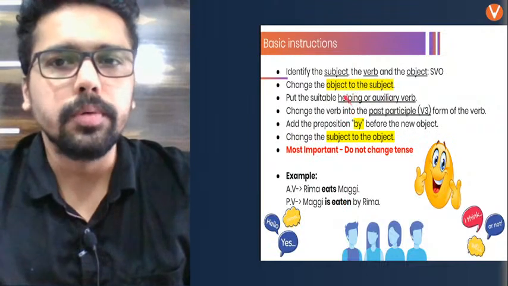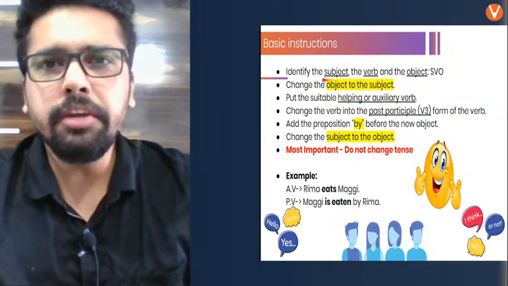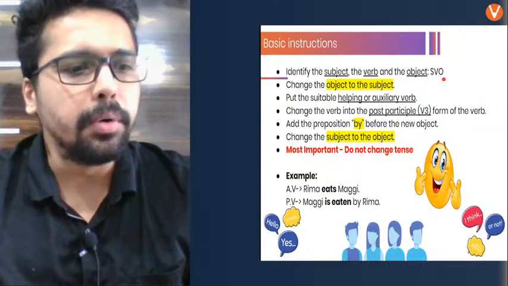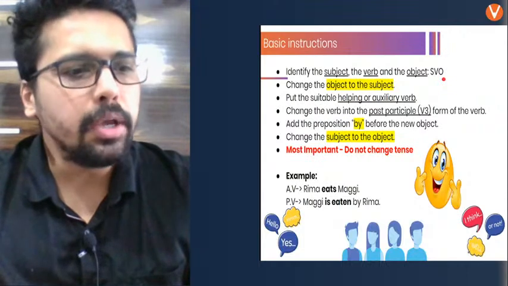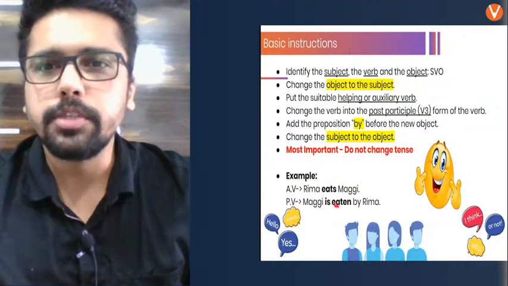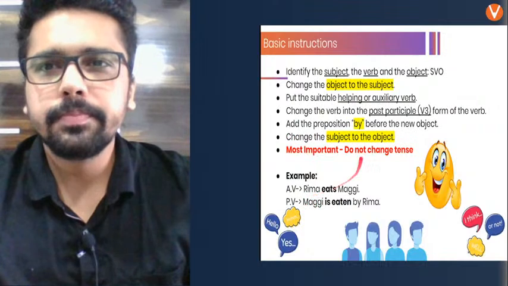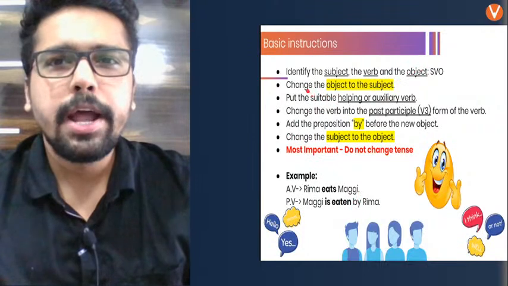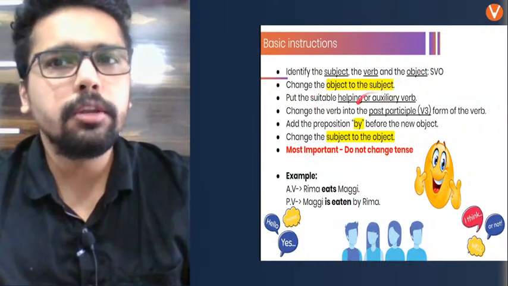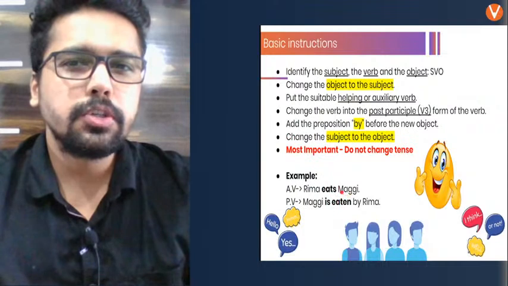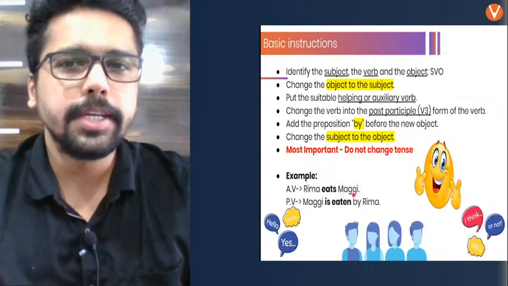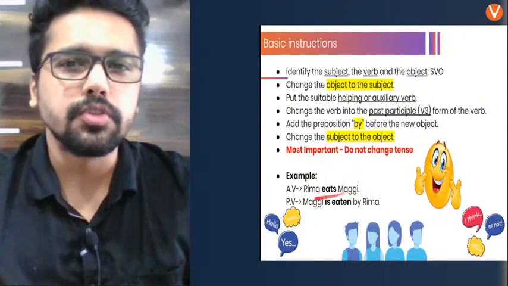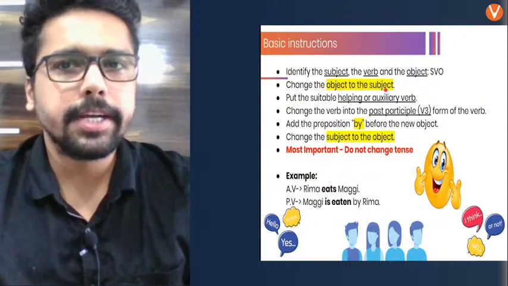Now, look at the steps we follow. The very first step is to identify the subject, the verb, and the object. That is SVO. Here, the subject is Rima, the verb is eats, and Maggie is the object. Now we change the object to the subject first. In the active voice, the word Maggie is in the object position. We bring it to the subject position. So, object to subject.